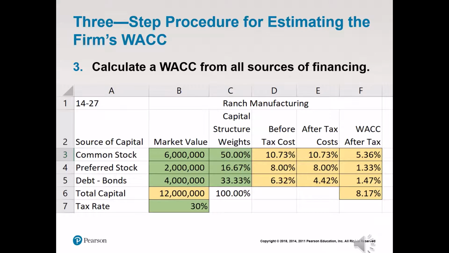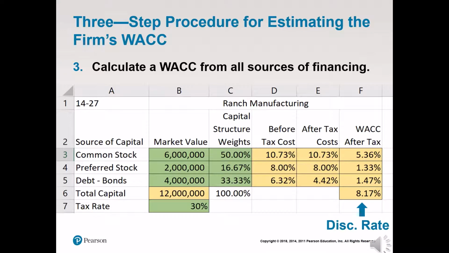And we take our after-tax cost for bonds, 4.42%, times our capital structure weight for bonds of 33.33% to come up with our weighted average cost of debt at 1.47. We add all of those up, and that is our weighted average cost of capital. It is also our discount rate.